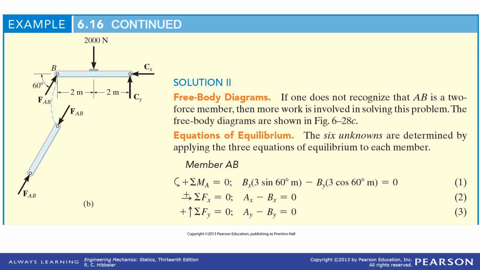Okay, let's take a look at using the techniques about frames and machines. We draw the two independent beams and the free body diagrams of those beams. So here we have the force of AB on BC and the force of BC on AB. AB is a two-force member, so that makes it easy.